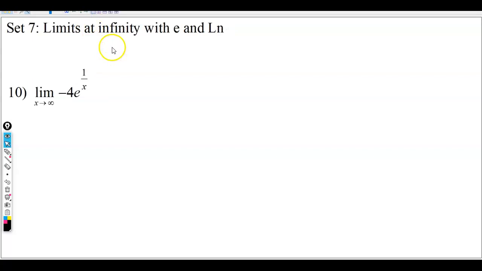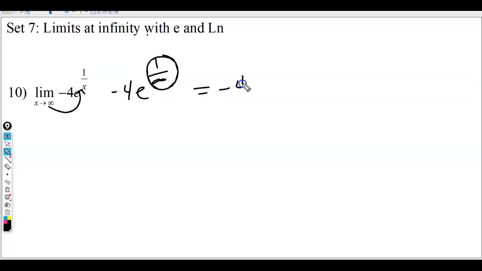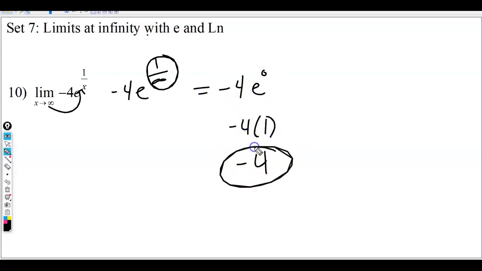All right. We're going to be applying the same principles here, but it's going to involve limits at infinity, but just with e and ln instead. So once again, like with all limit questions, you always start with direct substitution. Now, 1 over infinity is 0, and e to the 0 is 1, and so we have our answer. All done. Nice and easy, right?